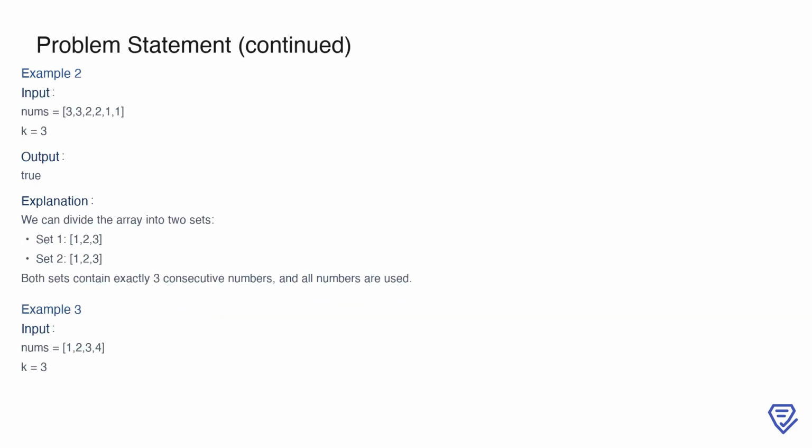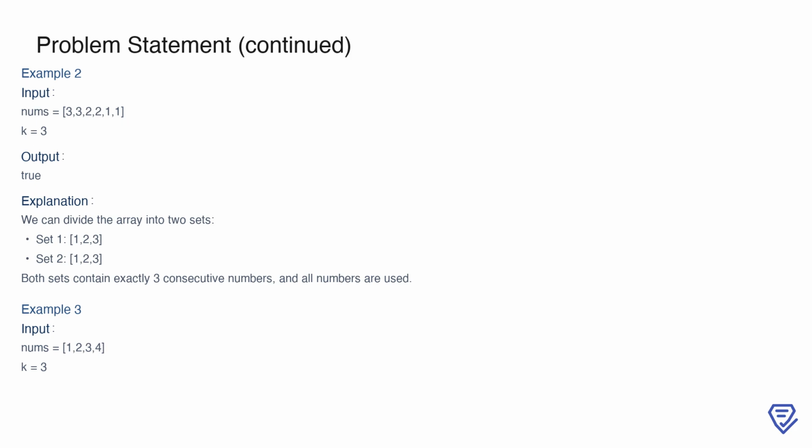Now consider another example where nums is 3 3 2 2 1 1 and k is 3. The output for this case is also true. Here, we can divide the array into two sets, 1 2 3 and 1 2 3. Both sets contain exactly 3 consecutive numbers, and all numbers in the array are used without any overlap between the sets. This means the array can be successfully partitioned, so the result is true.